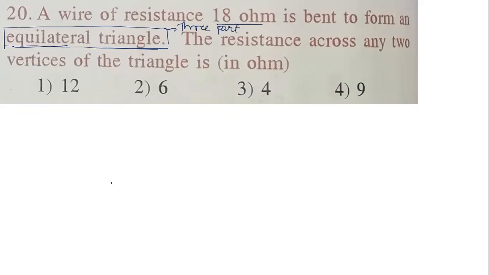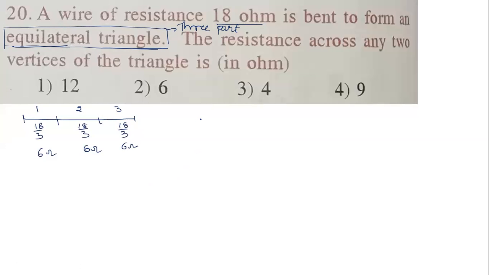So now I'm going to take a wire and divide it into 3 parts: first part, second part, and third part. The wire has an initial resistance of 18 ohm. We divide it into 3 parts, and each part becomes 18 by 3, so it becomes 6 ohm, 6 ohm, 6 ohm. So each has a resistance of 6 ohm.